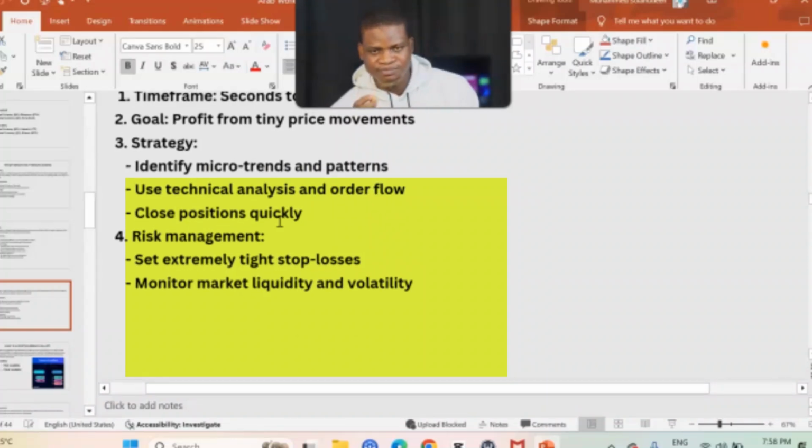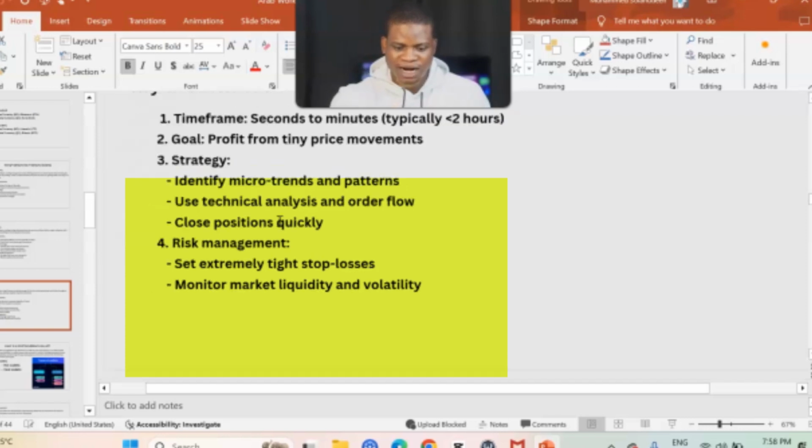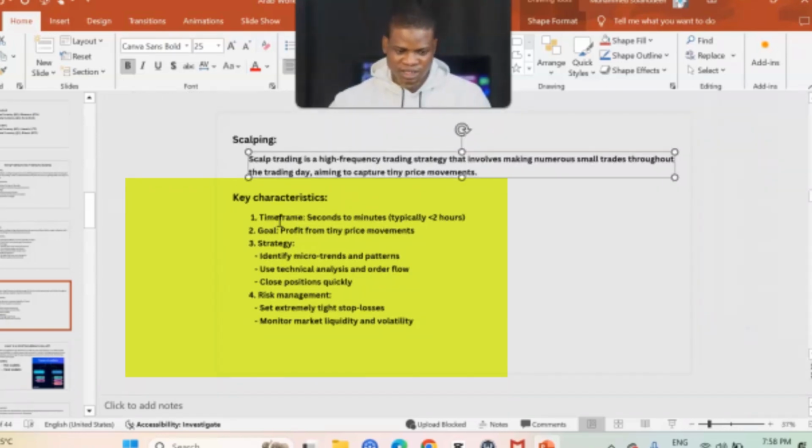Also, you need risk management. You set extremely tight stop losses and you also monitor the market liquidity and volatility. Those things are very important when you are doing scalp trading.